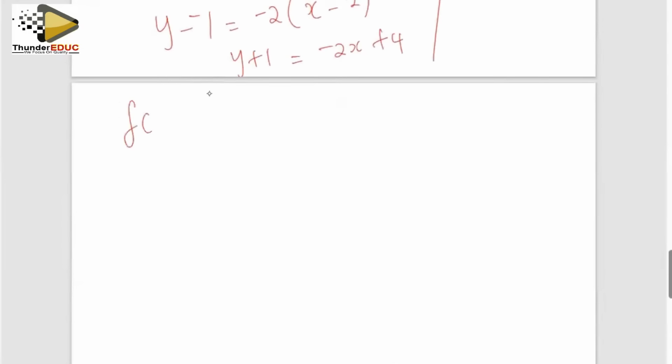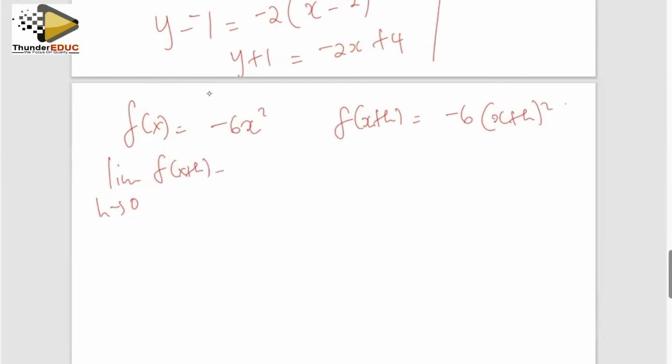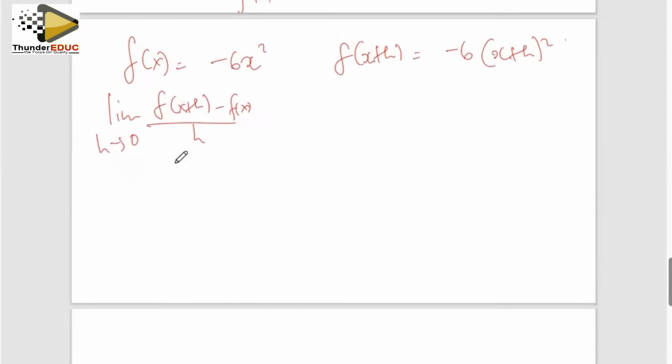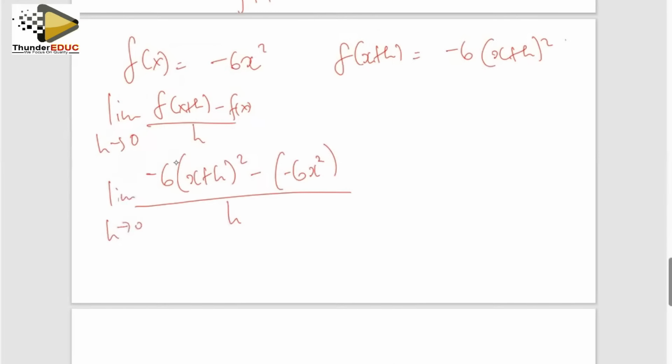So if f of x is negative 6x squared, you know that our f of x plus h will be negative 6 into x plus h squared. The formula for the first principles is f of x plus h minus f of x over h as the limit of h tends to 0. We do the substitution, so negative 6 into x plus h squared minus our f of x, I'll use a bracket there, over h, we keep the limit as h tends to 0.